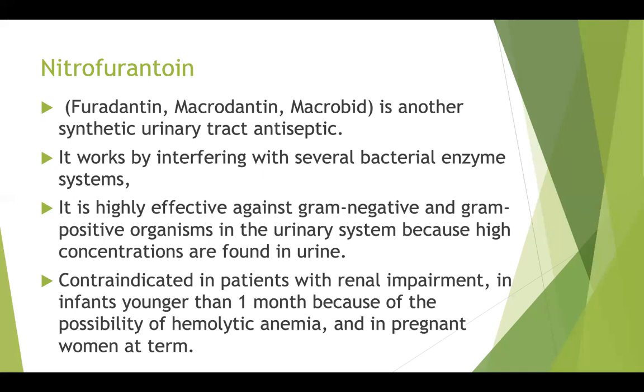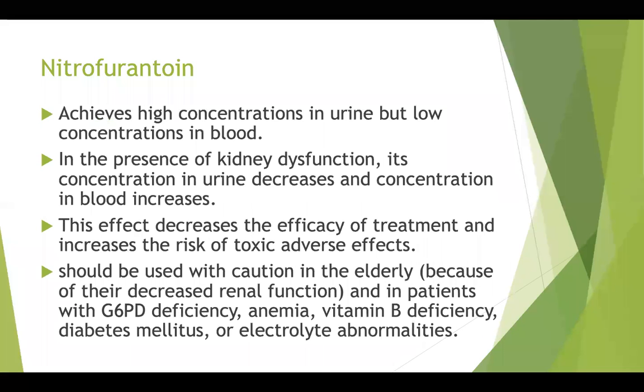When you say pregnant women at term, they are almost ready to deliver the baby, so most probably around 7, 8, or 9 months. It achieves a high concentration in urine but a low concentration in the blood. That's why it's better for UTI, because of the higher concentration in urine as compared to the blood. So in the presence of kidney dysfunction, its concentration in urine decreases and its concentration in the blood increases.